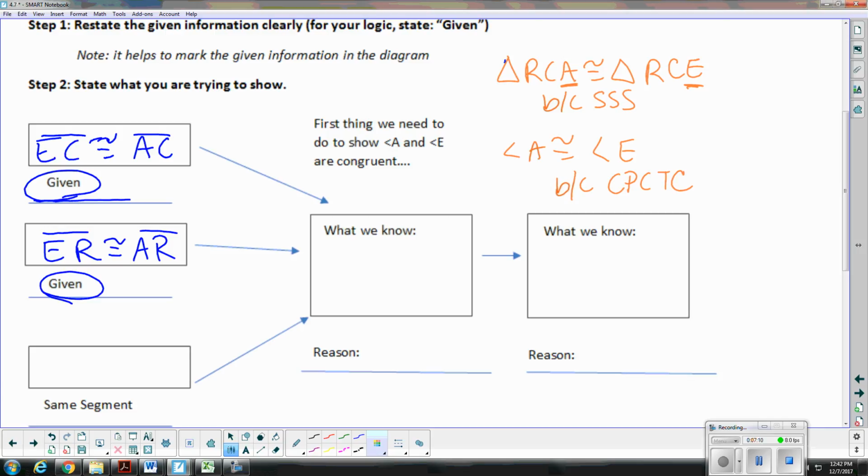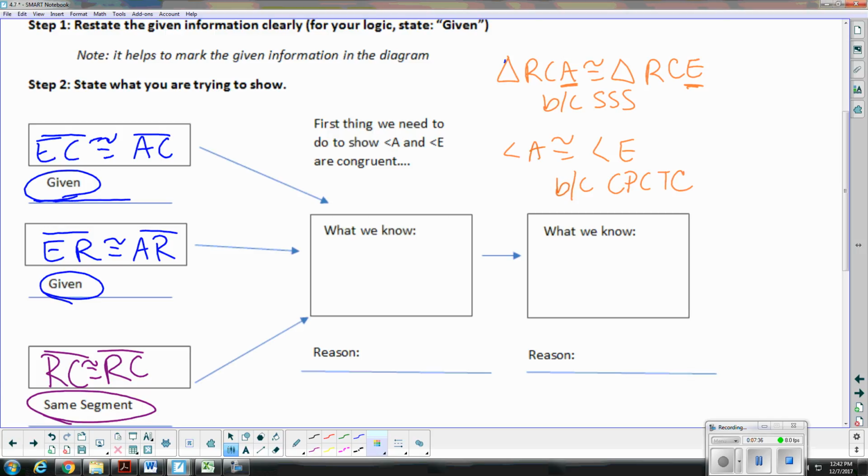Now the third thing that we did, and it wasn't given, but it was very obvious by looking at it, is that those two triangles shared that one side. So we could say that RC is congruent to RC because it's the same segment.